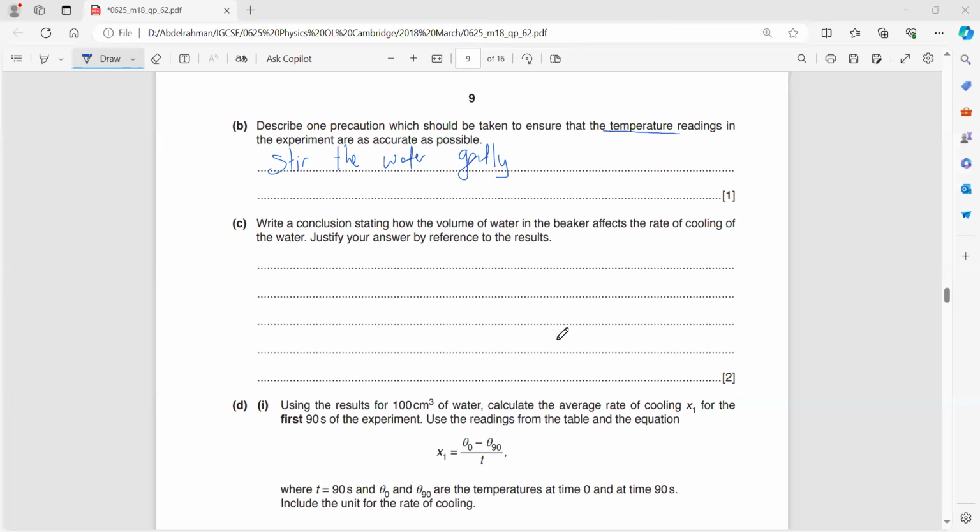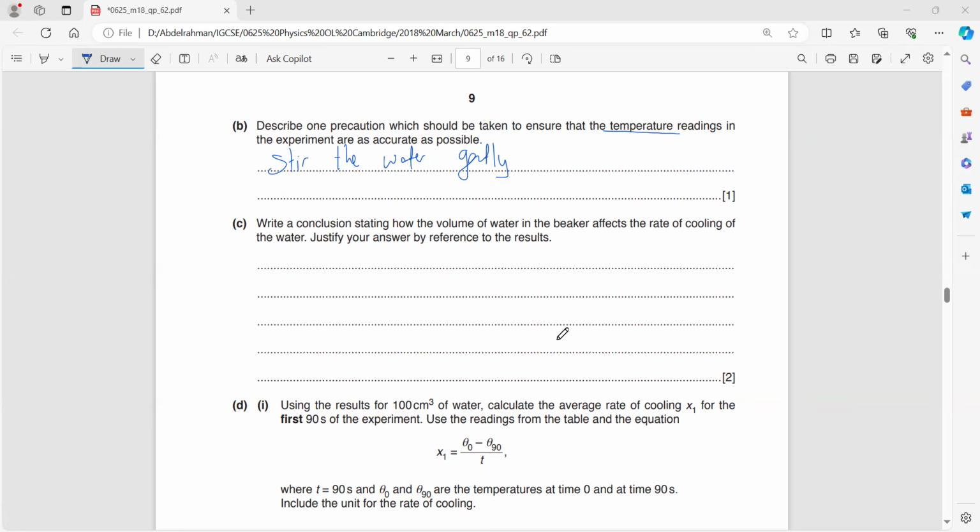Okay, control room temperature. No, that's not one of the precautions that would be reasonable in this question. Again, you have to read the question. Just read the question very simply. Describe one precaution which would be taken to ensure that the temperature reading in the experiment is as accurate as possible. Controlling the room temperature would have been an answer to a question if I told you what is one of the controlled variables that you need in this experiment, for example. What is one variable that you have to keep constant for this experiment? Well, you could say the room temperature, you could say the initial temperature of the water, you could say the volume.